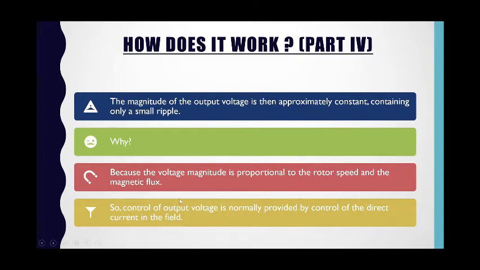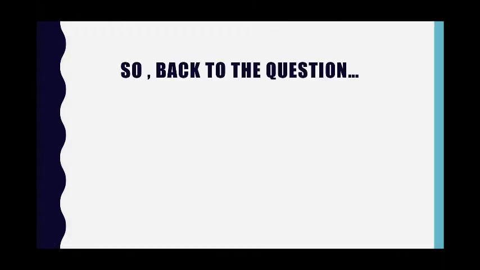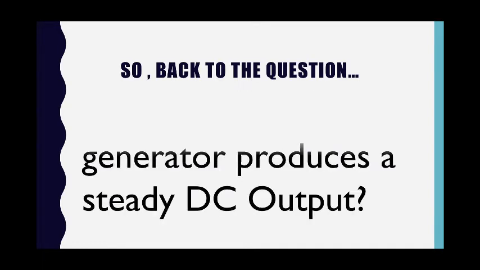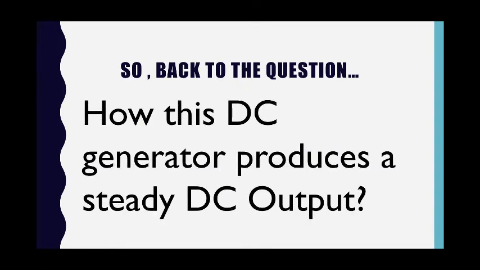Alright, so at the end, the control of the output voltage is provided by control of the direct current in the field. Alright, so now I'm going back to the question: how does this DC generator produce a steady DC output? Let's look into it.